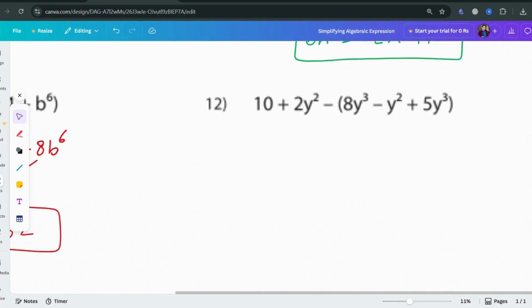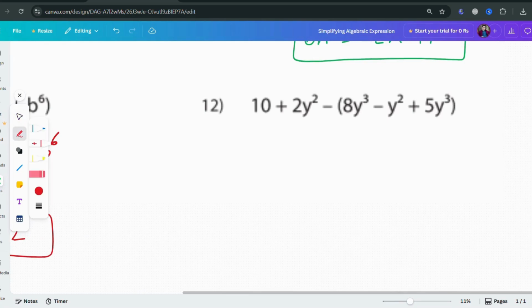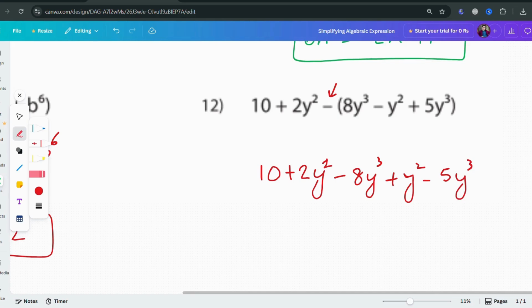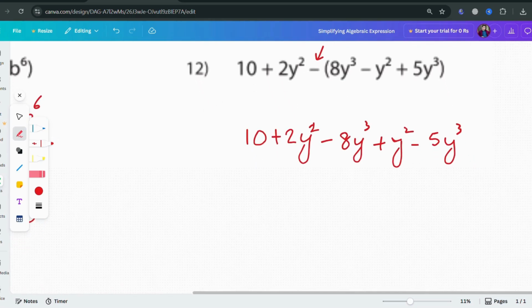Now after that, the last question that I have over here, that's 10 plus 2y square. As you can see, there's a negative sign, so whenever there's a negative sign outside the parentheses, it will always reverse whatever the sign is inside the parentheses. So 8y cube plus y square minus 5y to the power of 3. Now what I will be doing, I will be just solving them together.